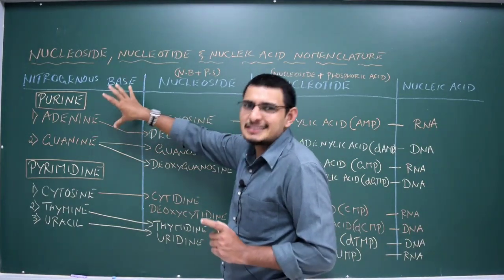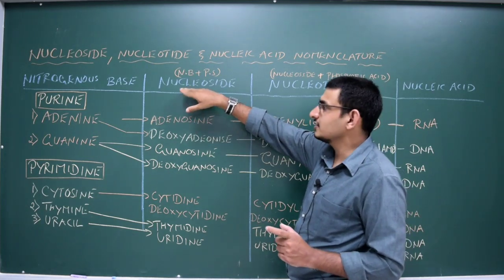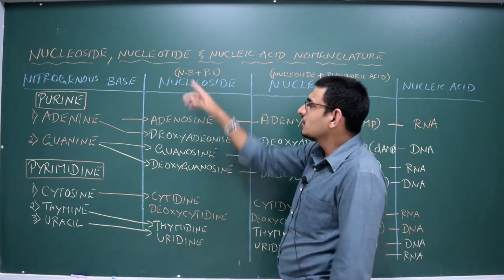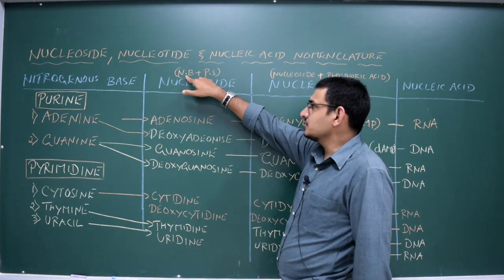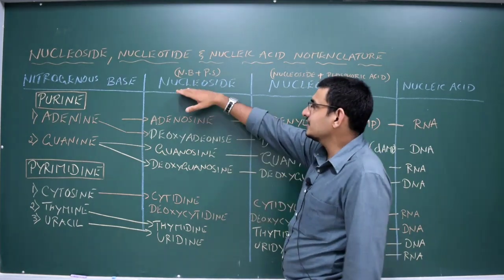Okay, this is the basic thing. Let us go to the next level, that is the nucleoside. This is the level I am talking about. Nucleoside. How is a nucleoside formed? When a nitrogenous base combines with a pentose sugar within the nucleotide, that is called a nucleoside.